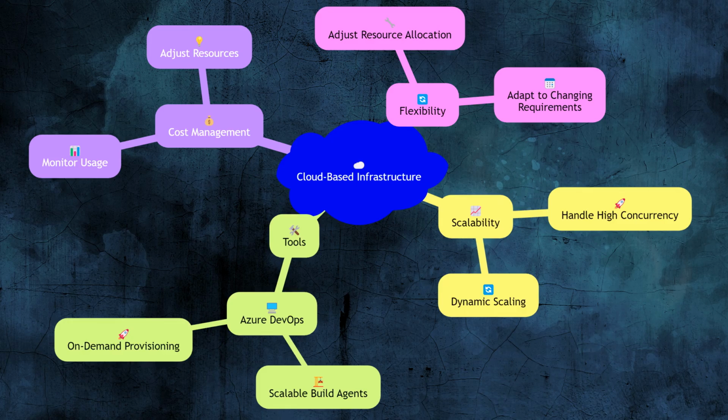Cloud-based infrastructure provides the scalability needed to handle high levels of pipeline concurrency. By leveraging cloud resources, you can dynamically scale your pipeline execution environment based on demand. Azure DevOps, for example, offers scalable build and release agents that can be provisioned on demand. This approach ensures that your pipelines can handle peak loads without requiring a large upfront investment in infrastructure. Using cloud infrastructure also provides flexibility, as you can easily adjust resource allocation based on changing requirements. Effective use of cloud resources requires careful cost management and monitoring.